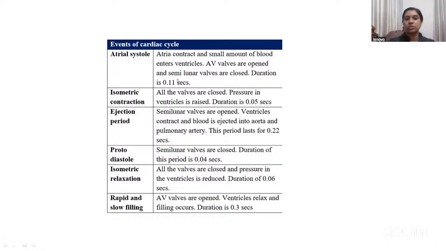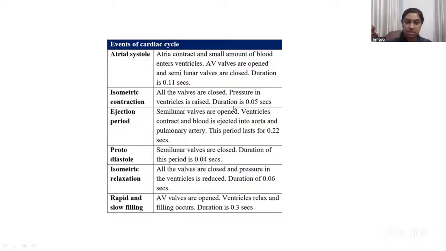So next is isometric contraction. As I have already said, all the valves are closed in isometric, whether it is isometric contraction or isometric relaxation. The second step is the isometric contraction. The ventricle is contracting and the pressure inside the ventricle is raised, and hence to prevent the backflow, the AV valves are closed. The mitral and tricuspid valves are closed, producing the first heart sound. The duration of this phase is about 0.05 seconds.